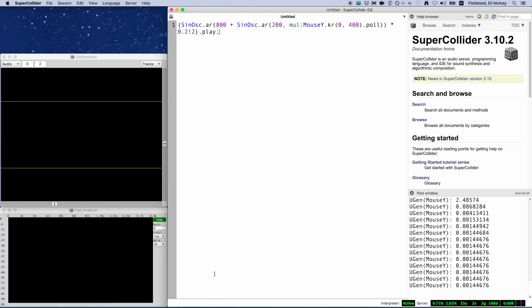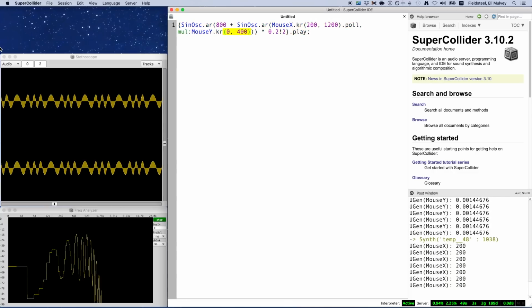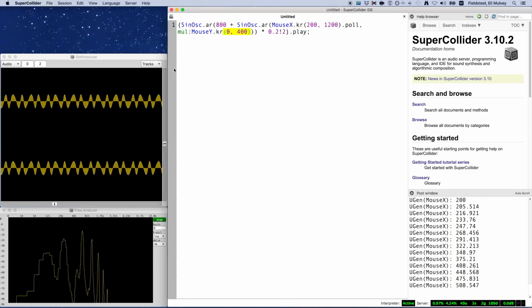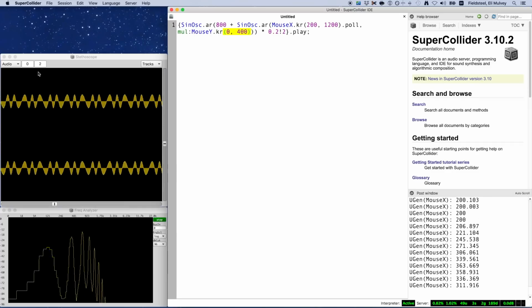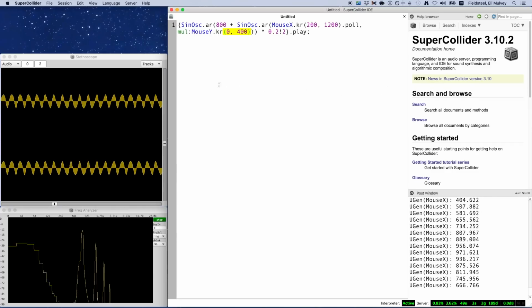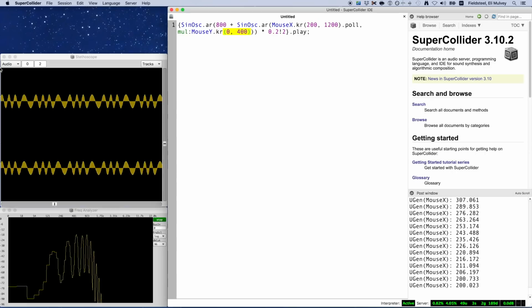This brings us to rule number 1 of FM. As the amplitude of the modulator increases, the number of audible sidebands increases. In other words, we get a wider and more complex output spectrum. Now let's use mouse X to control modulator frequency, like we did in the previous video. As modulator frequency increases, you can see that the spacing between sidebands increases.